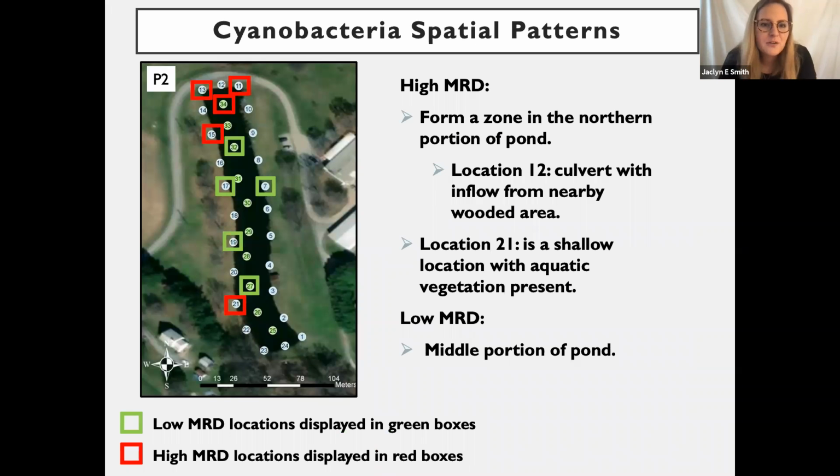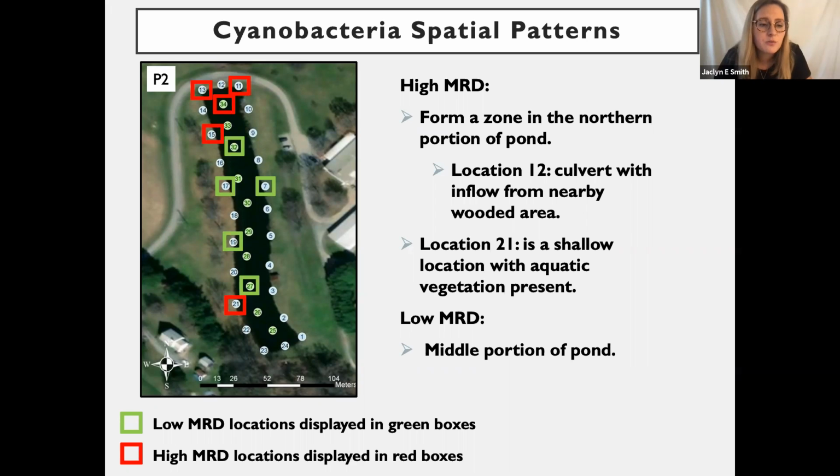So the cyanobacterial spatial patterns were very interesting. We were able to discern a zone here. This is pond 2, and it looks like in the northern portion of the pond there seems to be a hotspot of cyanobacteria. The only one that does not agree with this is location 21 towards the southern portion of the pond. However, this location is actually pretty different from the other ones surrounding it in that it's very shallow, and it also has quite a bit of aquatic vegetation.